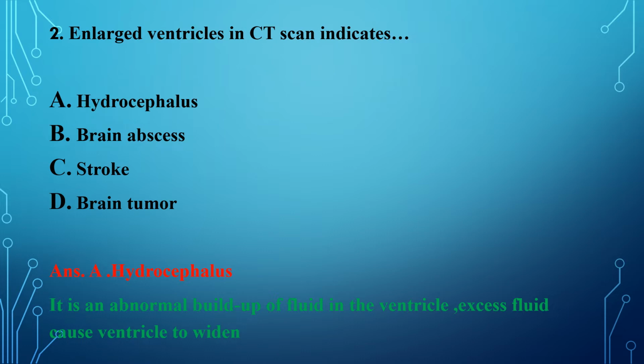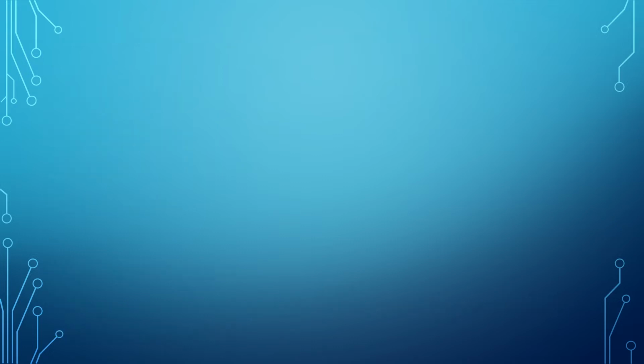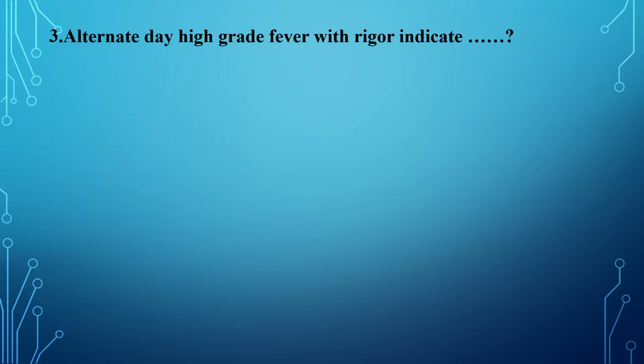So what will happen if fluids build up in the ventricle? Ventricles are cavities, so they will enlarge or widen. That widening or enlargement will reflect in the CT scan as enlarged ventricles. That is why the question came: enlarged ventricles in CT scan indicate which condition? So the answer is hydrocephalus.